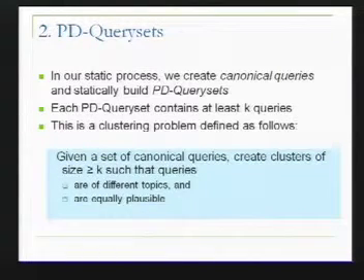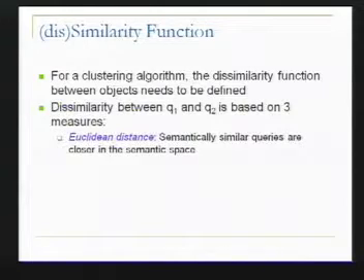So it's basically a clustering problem. You have a set of canonical queries and you want to cluster them so that in each cluster there are at least k queries, and also all the k queries are from different topics, and we have the other criteria that all the k queries should be equally plausible. Okay, so this is a clustering problem, and the first thing is to define this dissimilarity function between any points. That's how we cluster the points together.